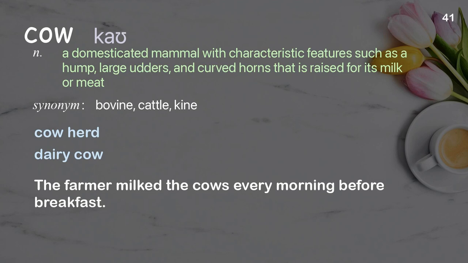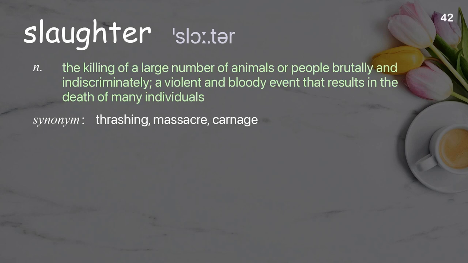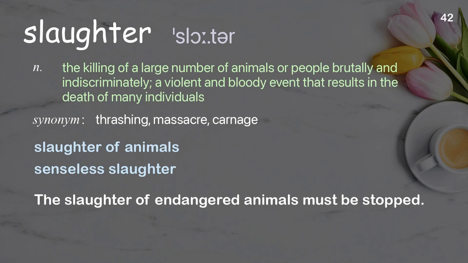Slaughter. The killing of a large number of animals or people brutally and indiscriminately, a violent and bloody event that results in the death of many individuals. Examples: Slaughter of animals. Senseless slaughter. The slaughter of endangered animals must be stopped.